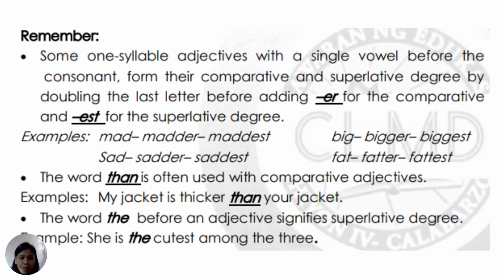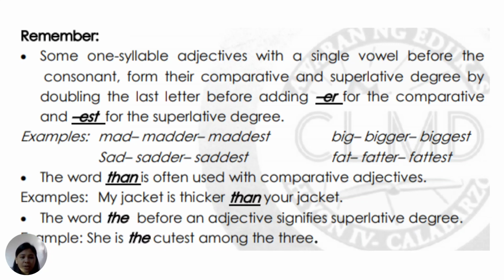Remember, some one-syllable adjectives with a single vowel before the consonant form their comparative and superlative degree by doubling the last letter before adding ER for the comparative and EST for the superlative degree. Examples, mad, madder, maddest, sad, sadder, saddest, big, bigger, biggest, fat, fatter, fattest.